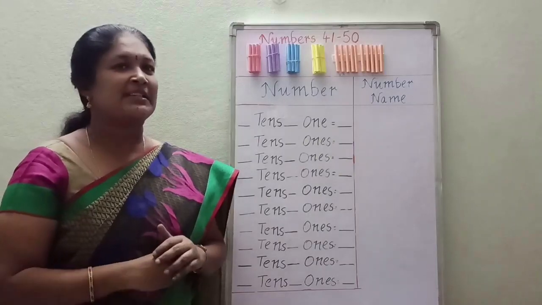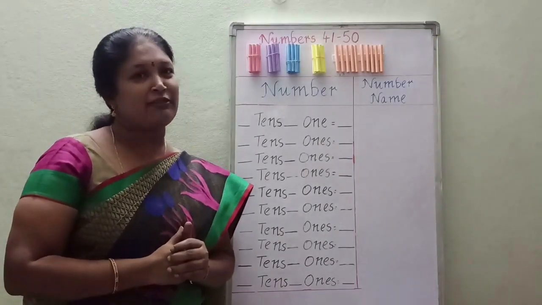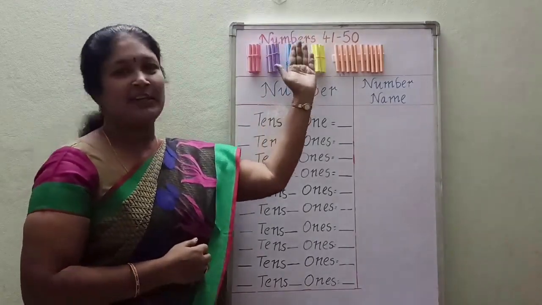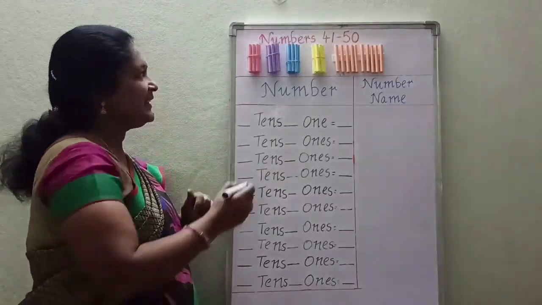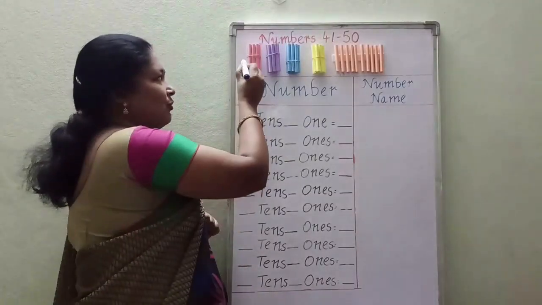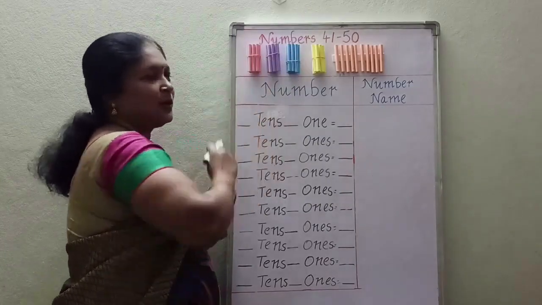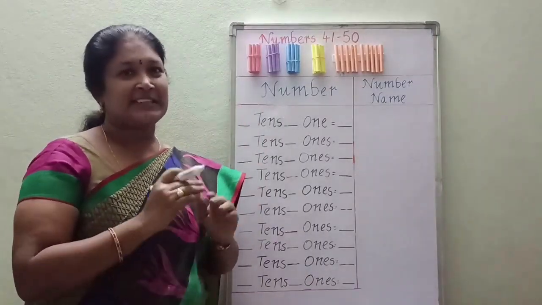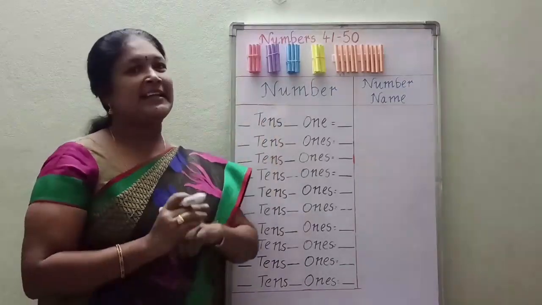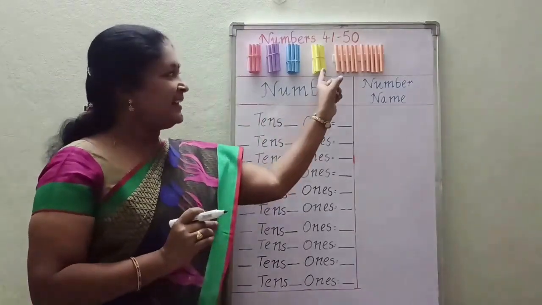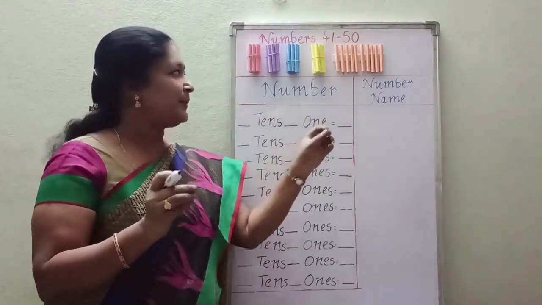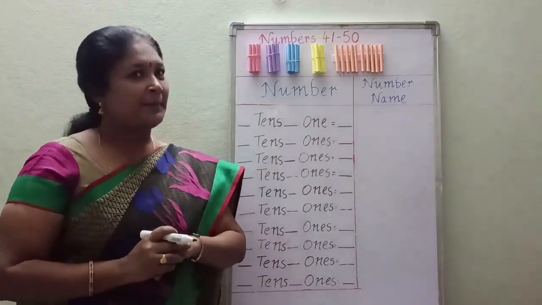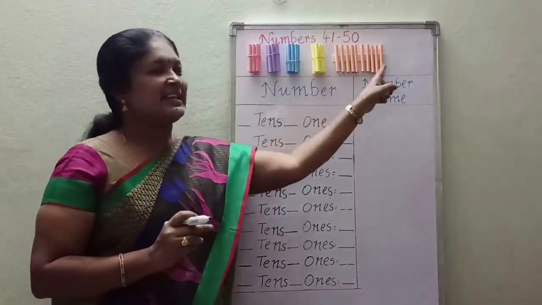Okay children, now numbers 41 to 50. Just now we completed the numbers up to 40. What is the spelling of 40? FORTY, 40. Now 41 to 50. See, how many bundles are there? 1, 2, 3, 4. 4 bundles are there. Each bundle is 10, a set of 10 ones. So 4 bundles means 40. And here all the ones are separate, 1, 2, 3, 4, 5, 6, 7, 8, 9, 10, like that.